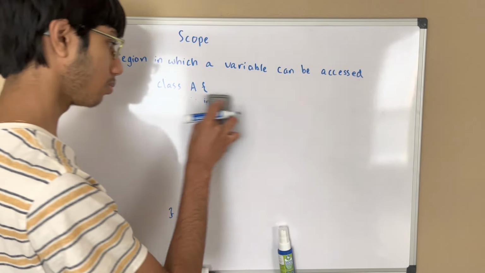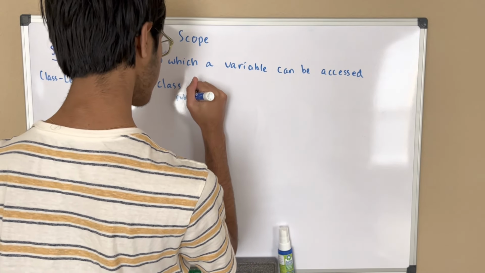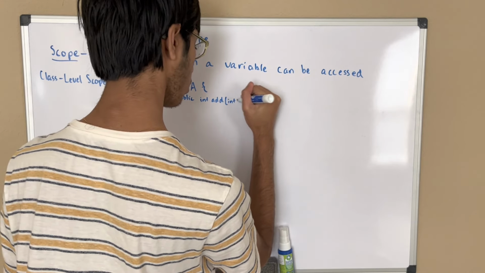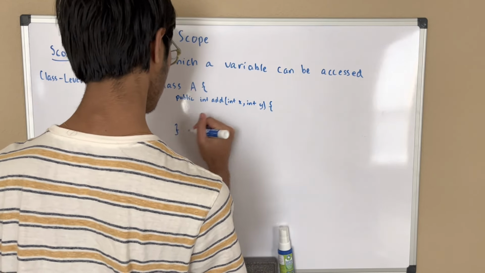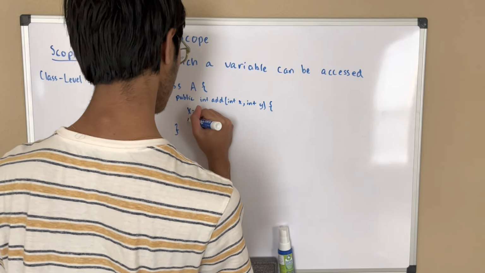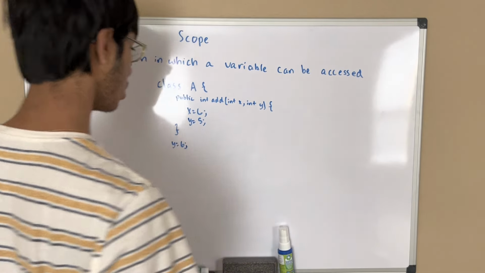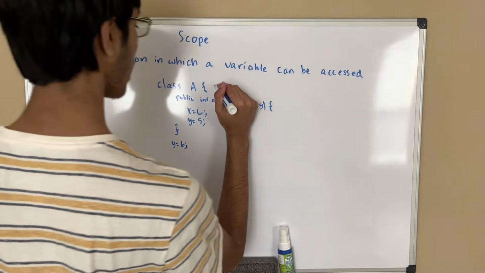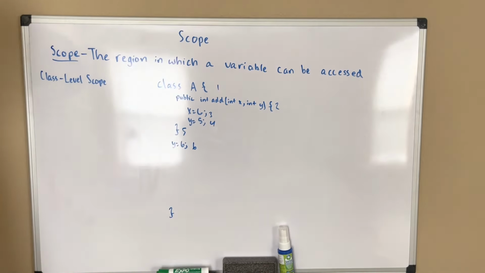Now we have a method. Let's say we have a public int add. And I make x equals 6, y equals 5, and then I make y equals 6. What's going to happen there? Well, your compiler is going to throw an error at this line. So let's say this is line 1, line 2, line 3, line 4, line 5, line 6. Your error is going to be thrown at line 6. The compiler is going to throw an error at line 6.